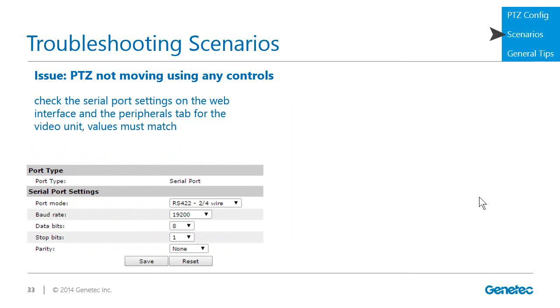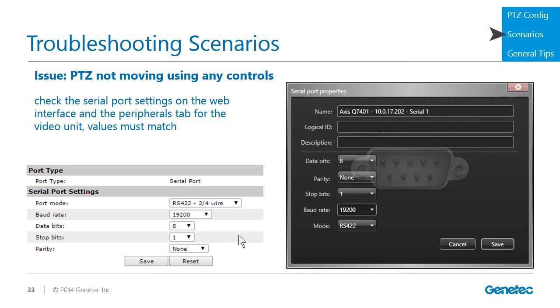Like we saw before, you can log into the unit and confirm the port settings from there, and then go back to the config tool and go to the peripherals page of the video unit the serial port is on. Double click on the serial port and make sure that all the settings that we have in here match the ones that we recorded and have set on the unit itself here.